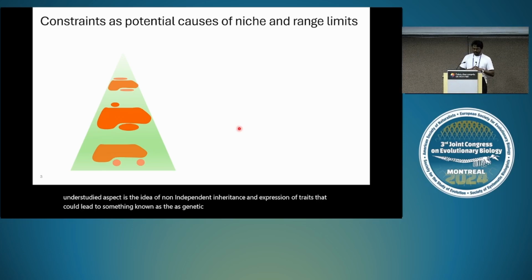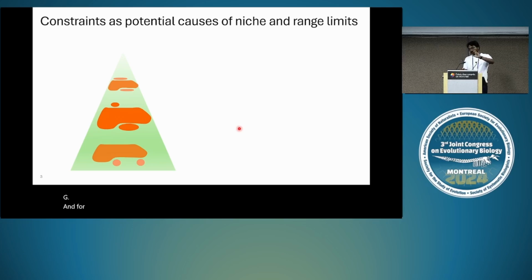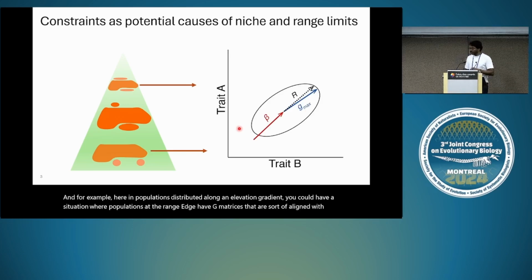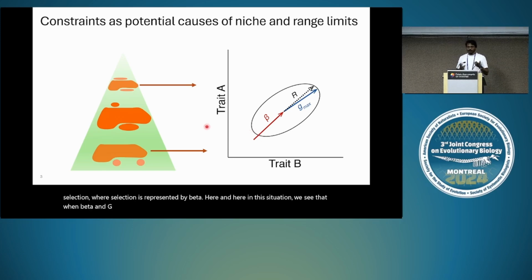These genetic constraints are often summarized in the genetic covariance matrix, also known as G. For example, here in populations distributed along an elevational gradient, you could have a situation where populations at the range edge have G matrices that are sort of aligned with selection, where selection is represented by beta here. And in this situation, we see that when beta and G max are concordant, we have a strong response to selection, represented by R.